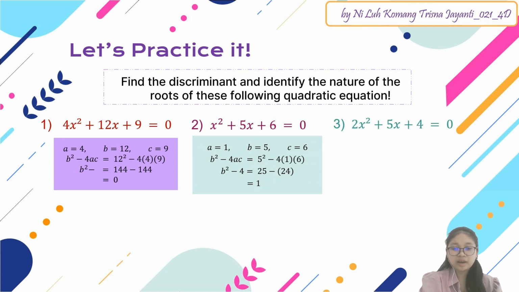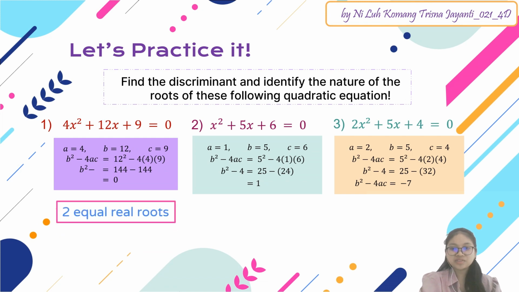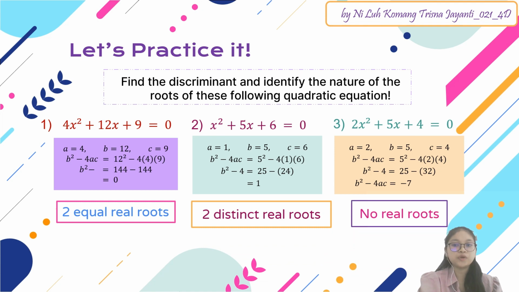And last, we have 2x squared plus 5x plus 4 equals 0. For this equation, a equals 2, b equals 5, and c equals 4. Finding the discriminant, b squared minus 4ac equals 5 squared minus 4 times 2 times 4, which is 25 minus 32, equals negative 7. Since the discriminant is negative 7, there are no real roots.